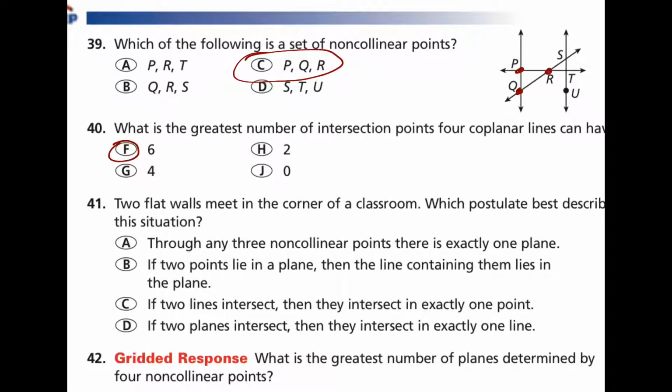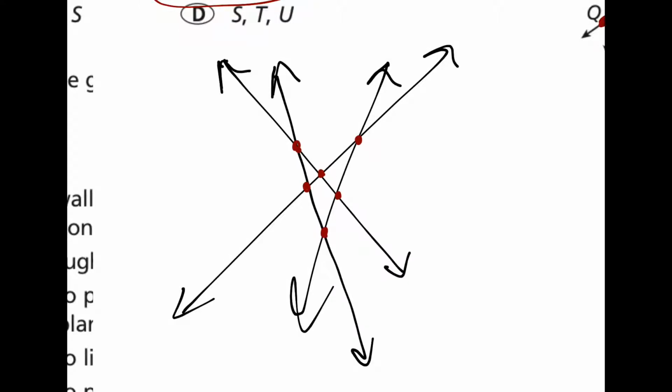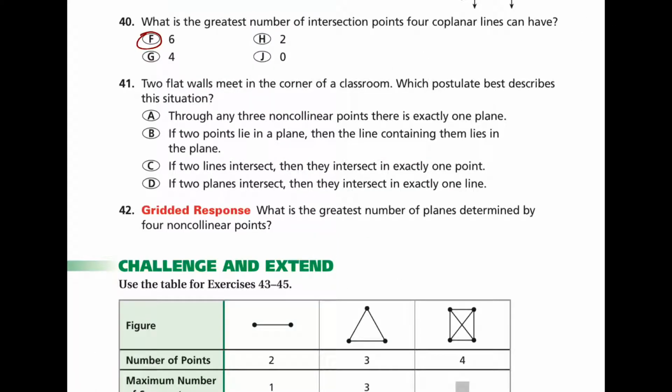Since we have 4 possible lines that are in the same plane, if we draw out such a scenario, we can see that here are 4 lines all in the same plane, and there are 6 maximum points of intersection. For 41, the answer was D. This was our other postulate, that if 2 planes intersect, then they intersect in exactly 1 line. Flat walls are planes.